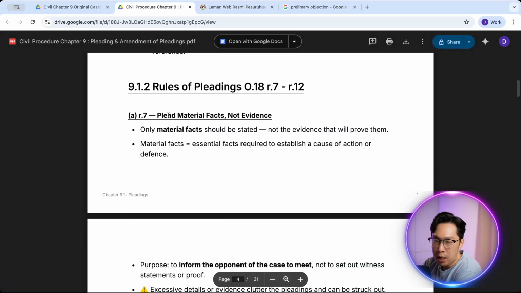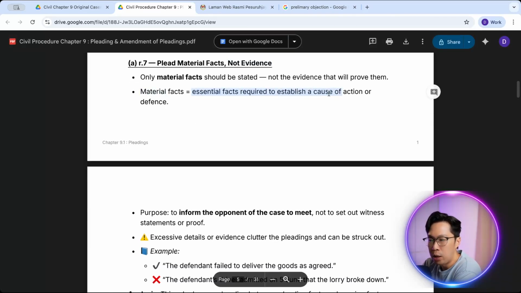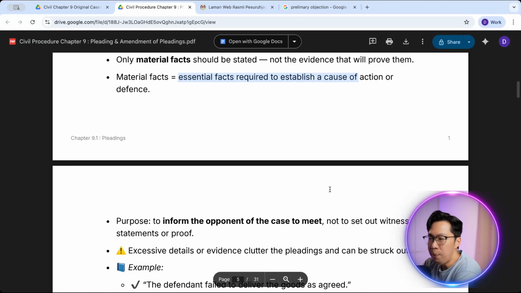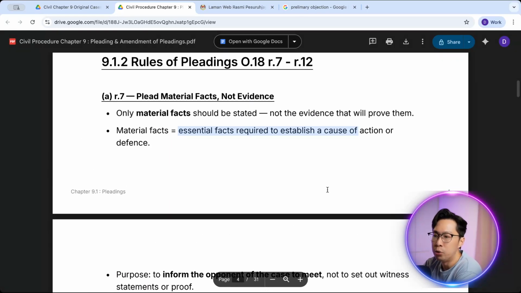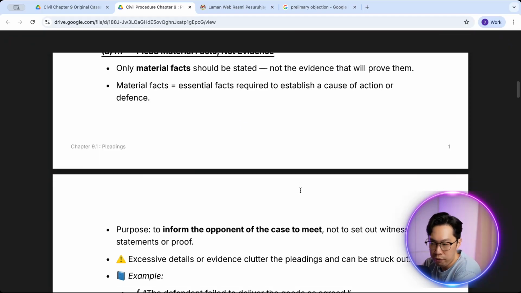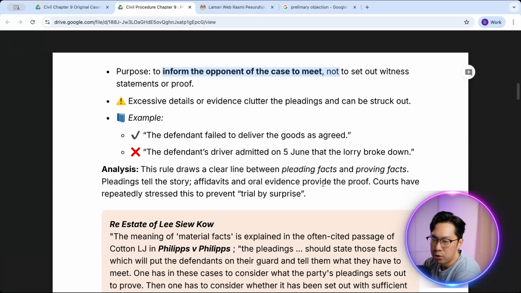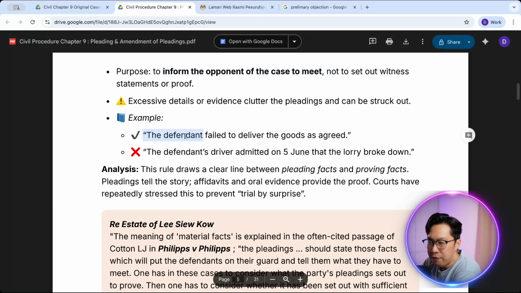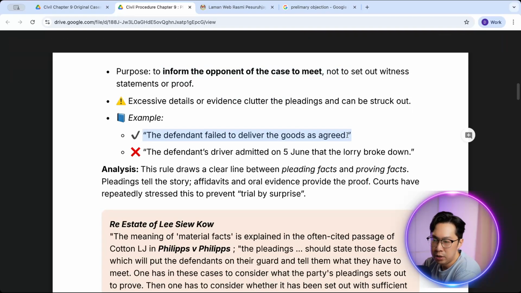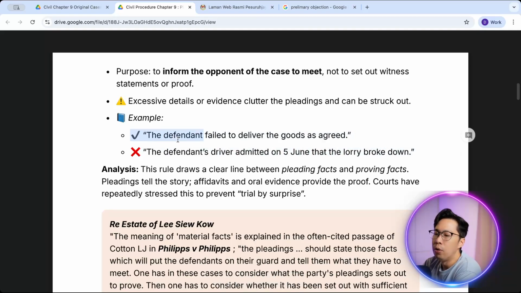Then after that, you have rules of pleading. So you see, just now, plead material facts, not evidence. Why? Material facts are the essential facts required to establish a cause of action. Sometimes you get a 6-7 marks question on rules of pleading. Then you have to talk about Order 18, Rule 7 to Rule 12. What is the purpose? Inform what the case is. For example, defendant failed to deliver the goods as agreed. Defendant's driver admitted that the lorry had broken down. Okay, so defendant failed. Facts.